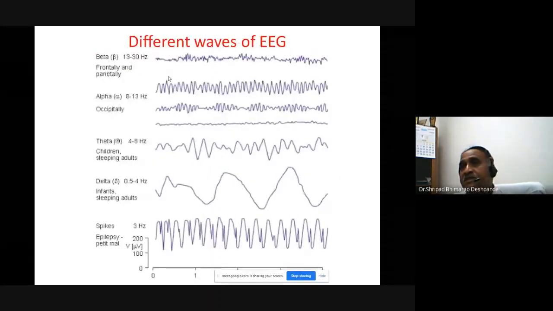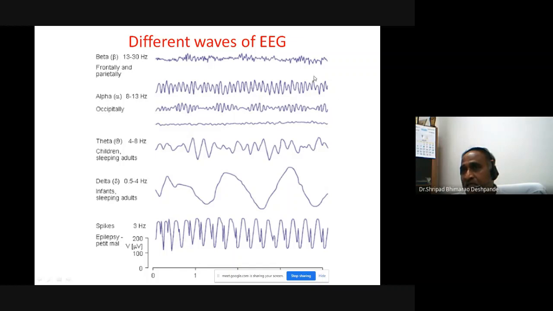Now I'm just summarizing these things one more time. You have the high frequency beta waves here. They are present in the frontal and parietal areas. Then you have the alpha waves here. See the difference between the alpha waves. They are large and low frequency. You can just see that. And they are recorded in the occipital and parietal areas.